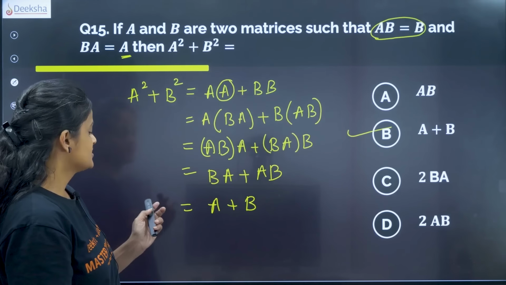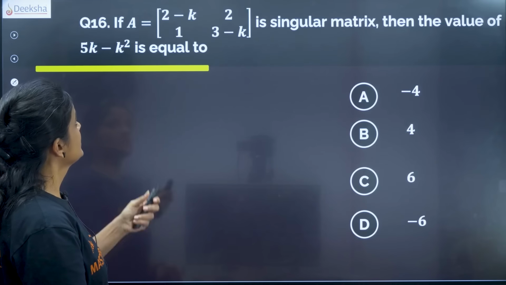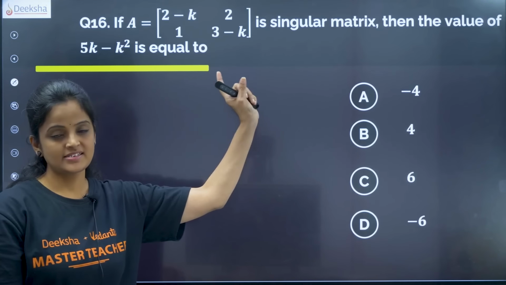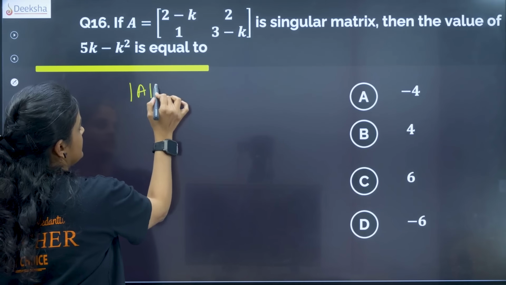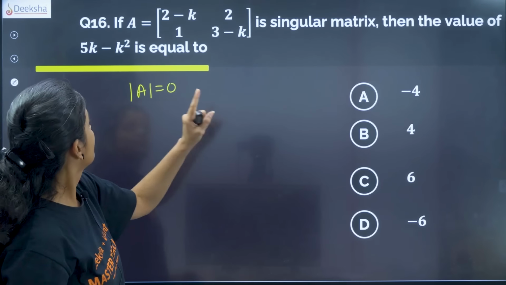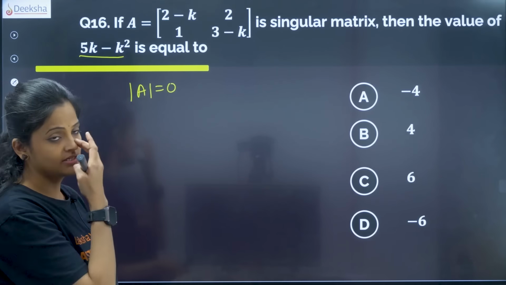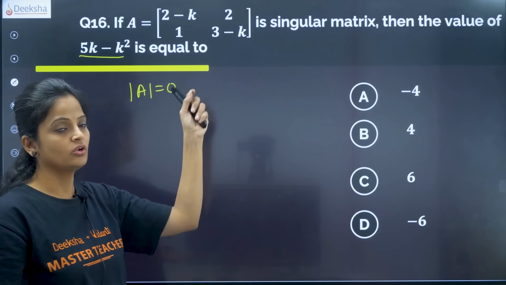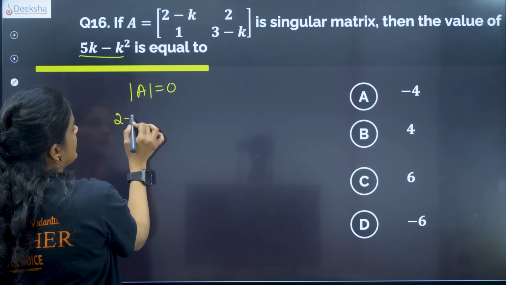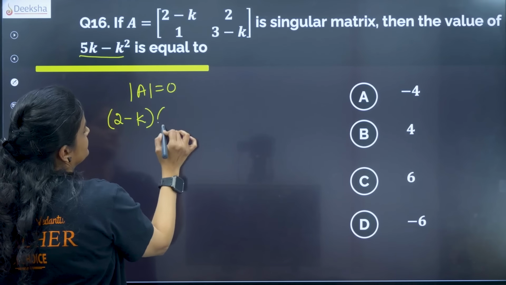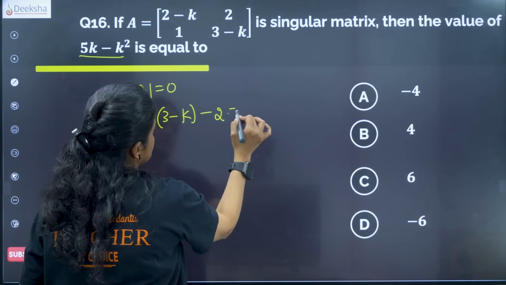So ready to see the next question? Matrices, next question. A is given as one matrix and it is a singular matrix. Singular means what? Where determinant is 0. Then the value of this is equal to 5 times k minus k square. For that I have to solve that. Take the determinant of this. I have 2 minus k into 3 minus k and minus 2 is equal to 0.